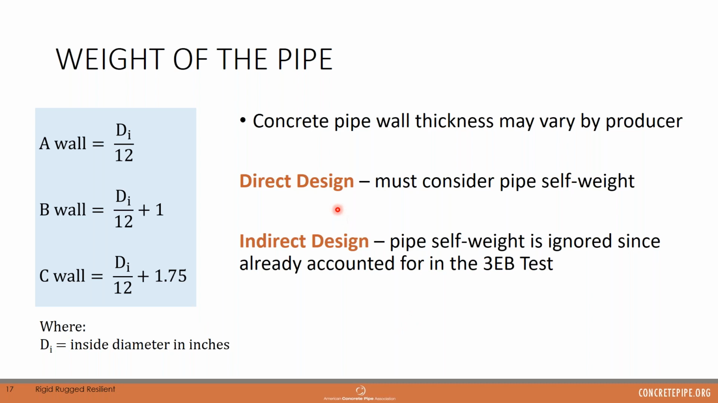For direct design, you do have to consider the weight of the pipe, the self weight of the pipe. But in indirect, you don't, because indirect is based on that three-edge bearing test. It's an actual physical test on a full-size pipe. Obviously, the self weight of the pipe is going to affect how it performs in the test. So for that reason, we don't have to account for the weight in any of our calculations.